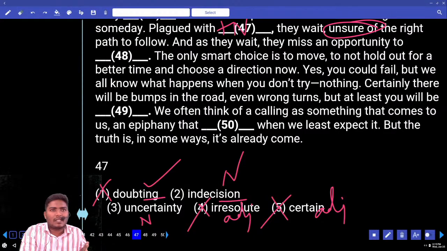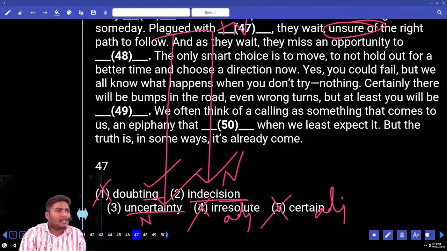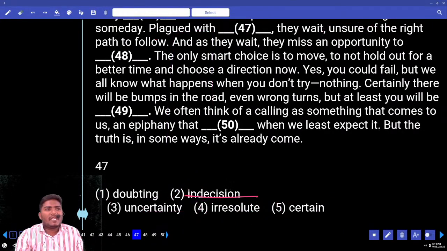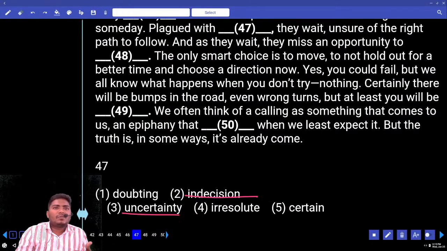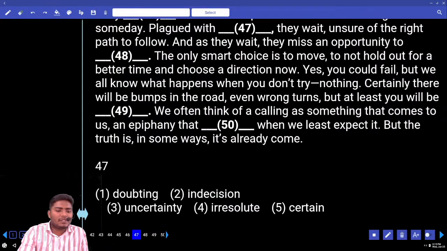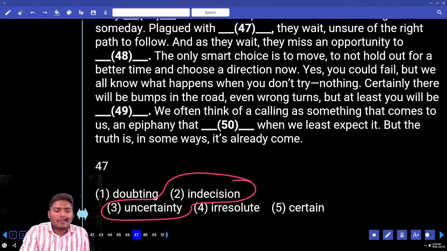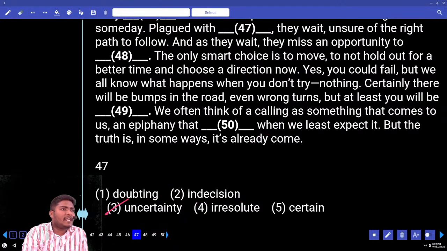So first of all, eliminate doubting. Now indecision, another one is uncertainty. Now "plod with" means full of indecision, or full of uncertainty. Tell me your answer. Indecision is the state of not taking a decision. Uncertainty is when you are not sure which decision you have to take. Now out of these 2 options, which one can we use? If you ask me, I will tell you to go with either, because they both are synonyms. But most probably, let us go with uncertainty.